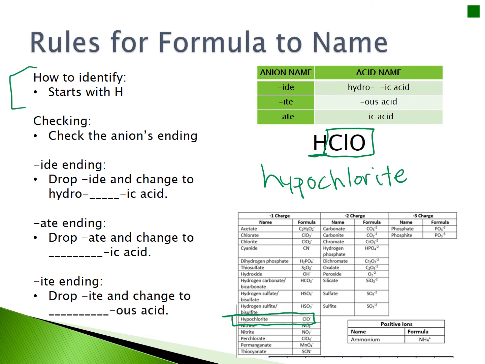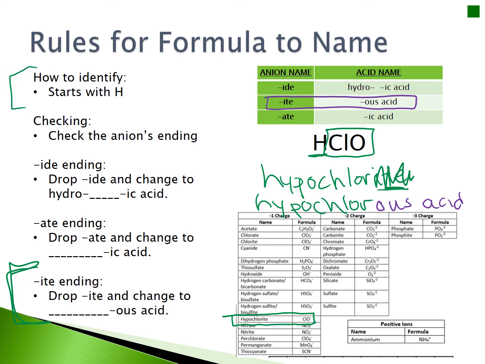Now I look at my ending, and it's an ite ending. So I'm going to match it up, which is this guy right down here. So what it tells me to do is drop that ite ending and change it to ous acid. So I'm going to have hypo, chlor, and then now it says to change my ending instead of ite to be ous acid. Okay, and I got that also from up here. So if I had that ite ending, I know I would have to change it to ous acid. So this would be hypochlorous acid.